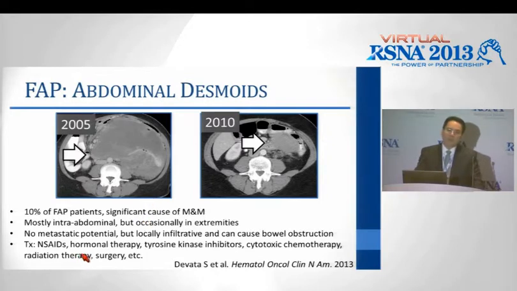The therapeutic options that have been tried are all over the place. We're talking about anti-inflammatories, hormonal therapy, tyrosine kinase inhibitors, cytotoxic chemotherapies, radiation, surgery. And fortunately, there are some more concerted efforts to identify what is the most effective treatment, and there are ongoing clinical trials, such as with sorafenib, to identify what clinicians should do first when we encounter desmoid tumors.